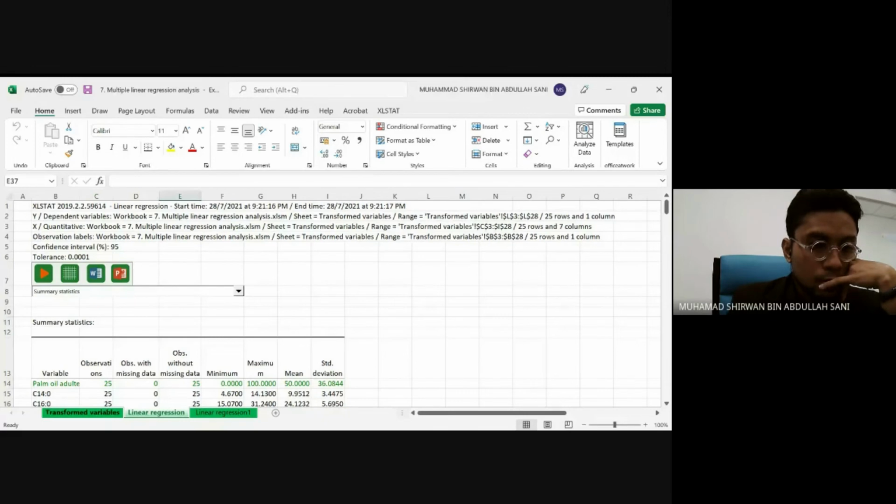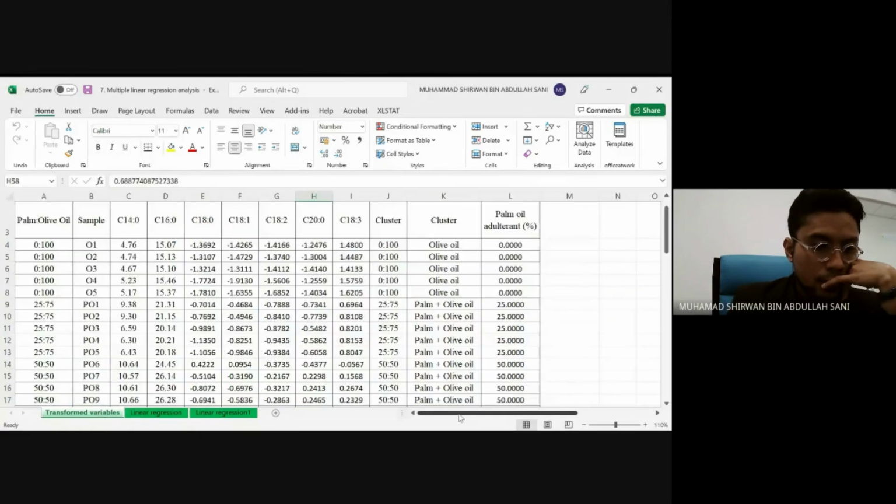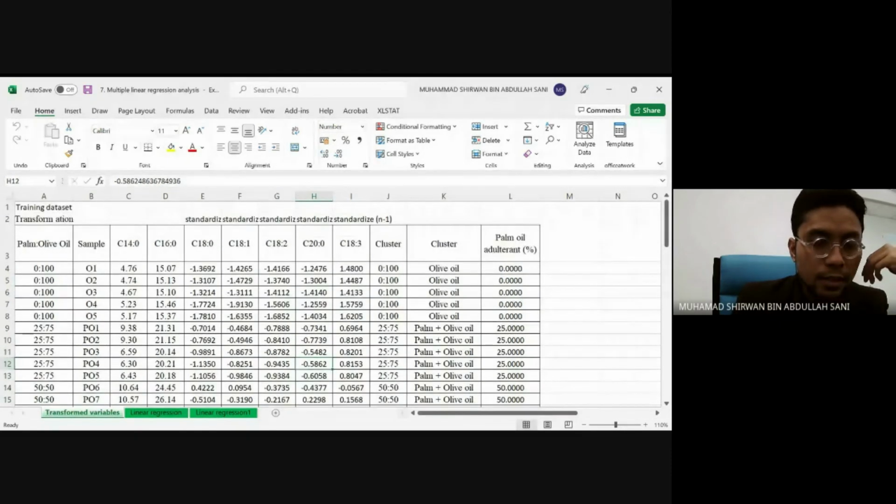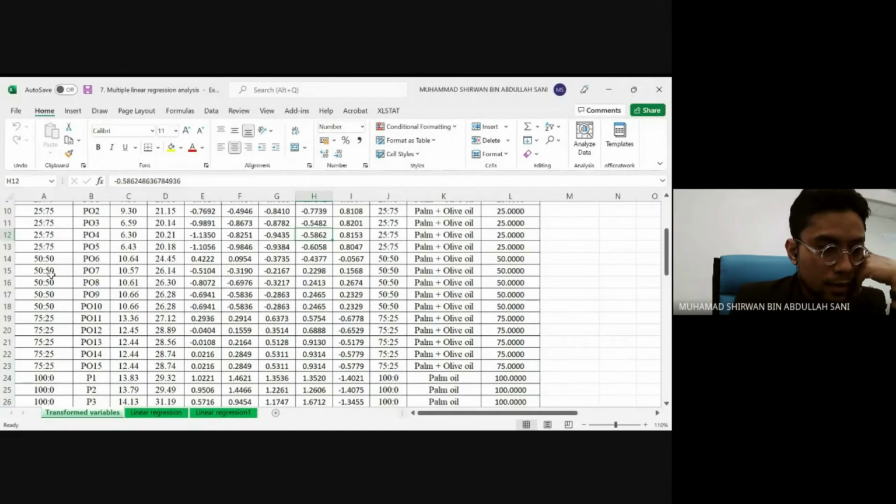Go to the sheet of transformed variables. Again, all the data have been transformed, so tak payah pening kepala, you don't have to get a headache. Already transformed for you. So we just want to continue with the multiple linear regression. But I have to show all of you, you can see for the first data, there is a transformation being carried out.